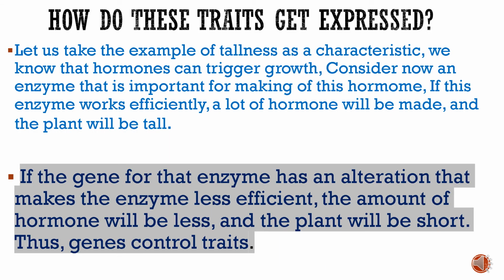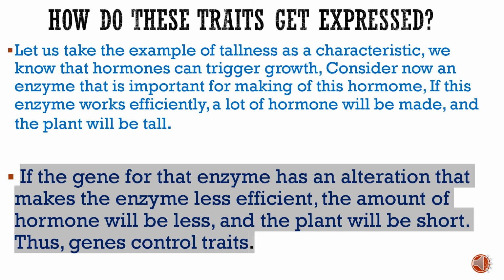The next question would be, how do these traits get expressed? Meaning how we can see one trait while the other is recessive. Let us take an example of tallness as a characteristic. We know that hormones can trigger growth. Hormones are responsible for growth. For example, auxin is responsible for tallness in plants.